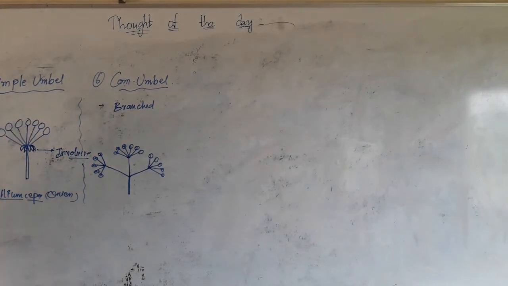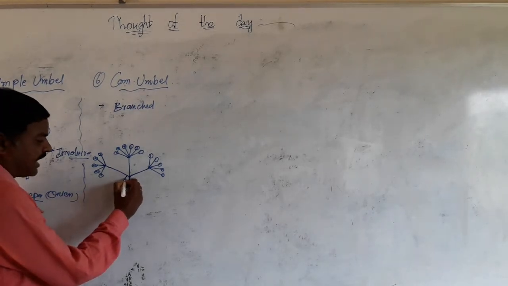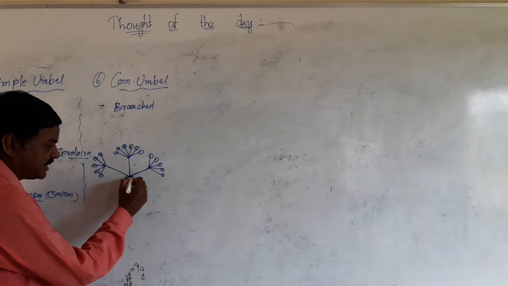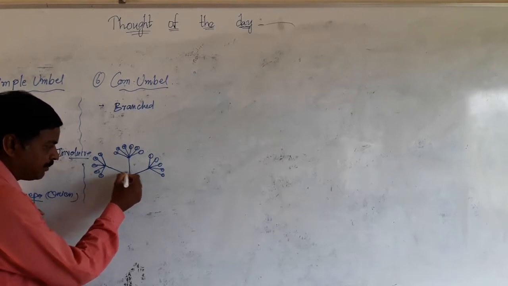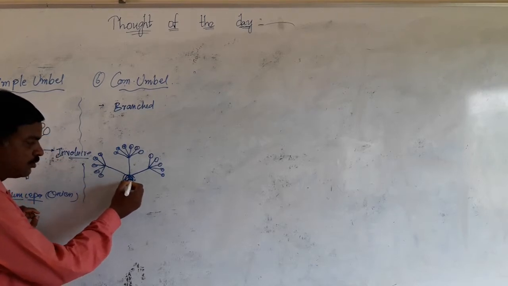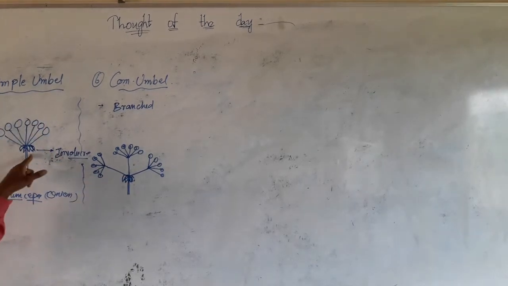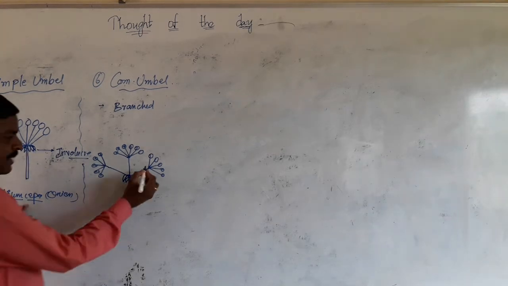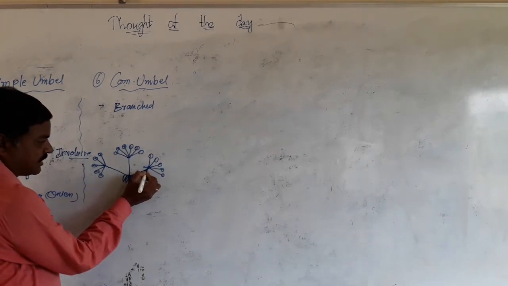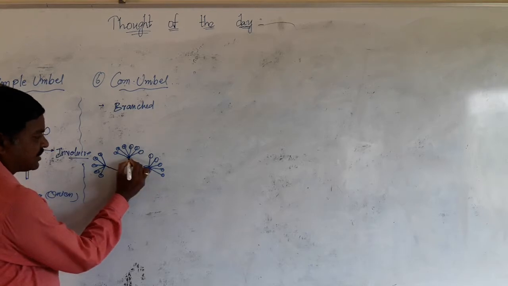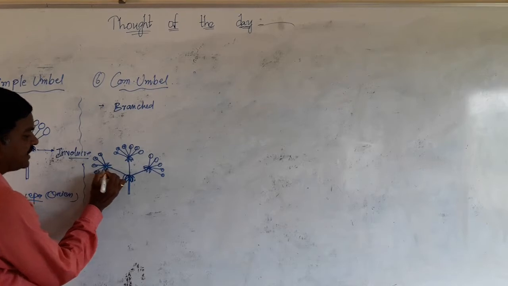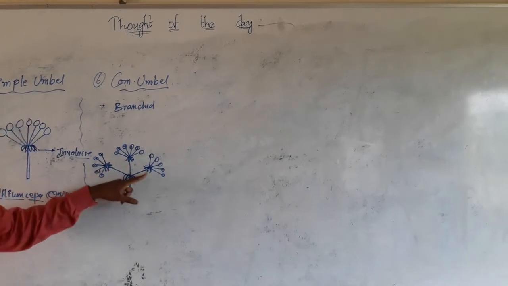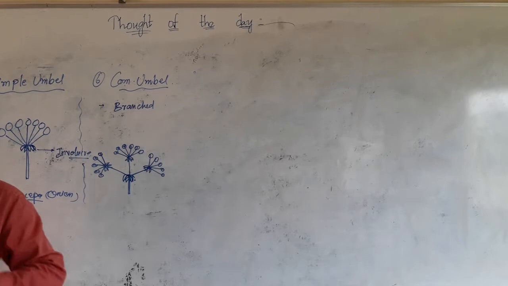Very, very important. Some bracts are present at the basis of branches. These are also a group of bracts like this. At the same time, some of the bracts are also present at the basis of flowers like this. Bracts are not only present at the basis of flowers, but also at the basis of branches.